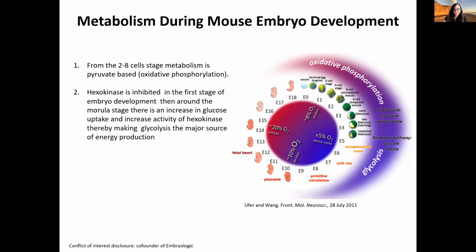So hexokinase is inhibited during the first stages of the embryo development. And then around the morula stage, there's an increase in glucose uptake. So there's a switch that happens right after the morula stage.